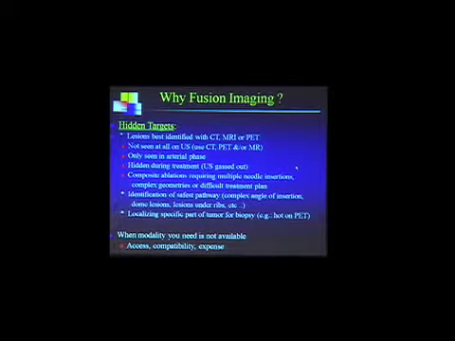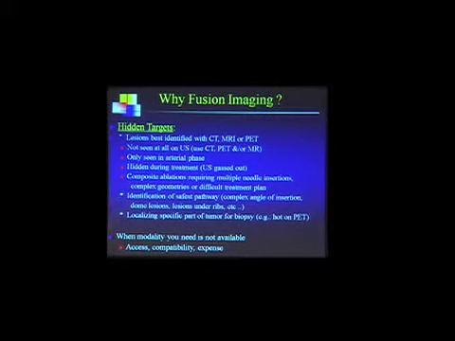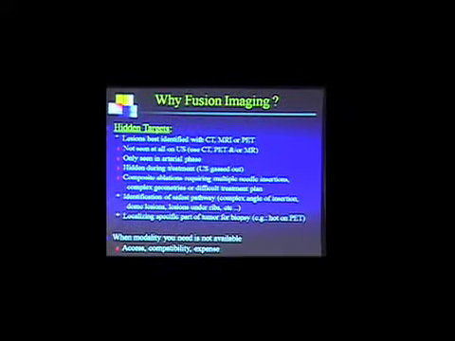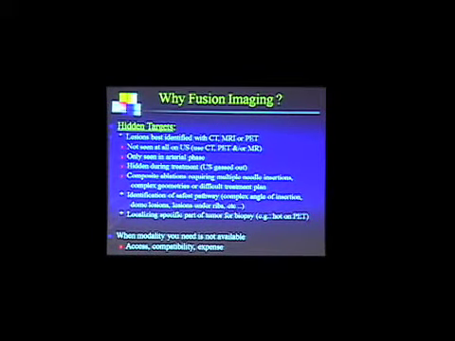So, why fusion imaging? This is a list of possible indications. Lesions best identified with CT, MRI, or PET. Best means better than with ultrasound, for sure. A lesion not seen at all with ultrasound. Or lesions only seen in arterial phase. You cannot perform a treatment on a lesion which is visible only in arterial phase, which lasts 15, 20 seconds and then disappears. Under CT, it's impossible. Under sonography, again, very difficult. Using the system, you can do it. And you will see also other possible indications.